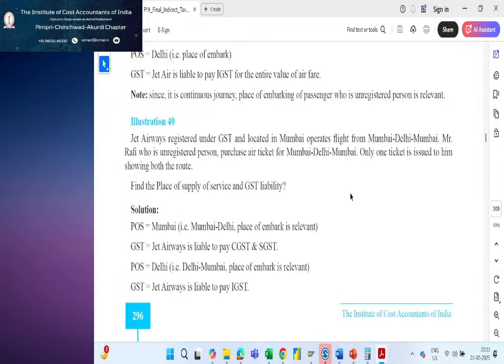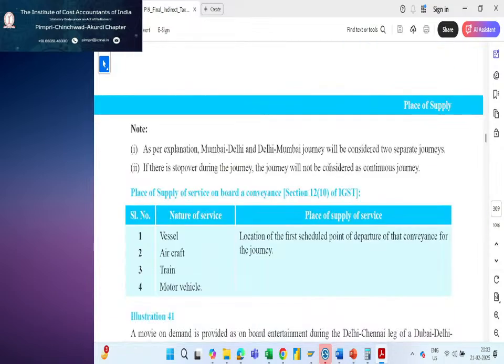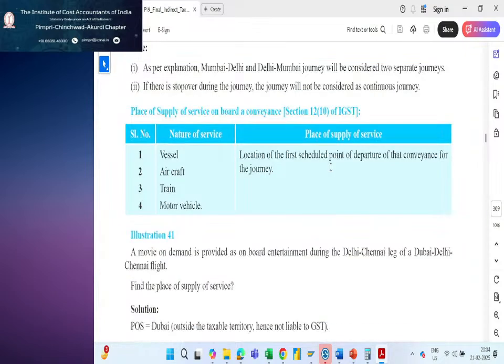And the second case, if the place of supply only Mr. Rafi who is unregistered and again from Delhi to Mumbai. So Delhi to Mumbai, it is IGST is applicable. Why? Because he is an unregistered person here. So I think only 4 are there in the section 12.